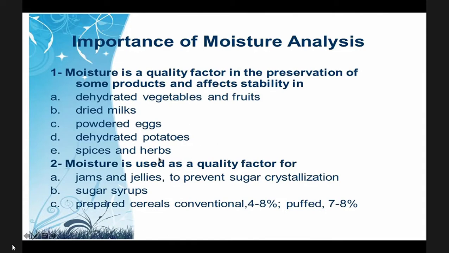Moisture is also a quality factor for jams and jellies to prevent sugar crystallization. So there is a specific value of moisture that must be attained or maintained to prevent sugar crystallization, especially in jams and jellies, and also in sugar syrups. Usually in prepared cereals, it is 4 to 8%. In puffs, it is 7 to 8%.